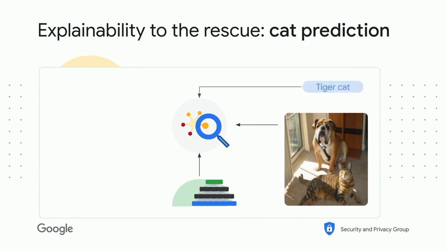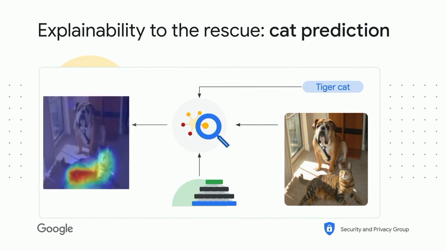We can confirm that by doing the same thing for the cat. We say, hey, explainer, take the same image, take the same model, but now tell me why you came up with the idea of a cat. And this time it's looking at the body of the cat, and because it says a tiger cat, it's looking at the stripes. So far, so good. We are fairly confident that the model is actually working as intended.